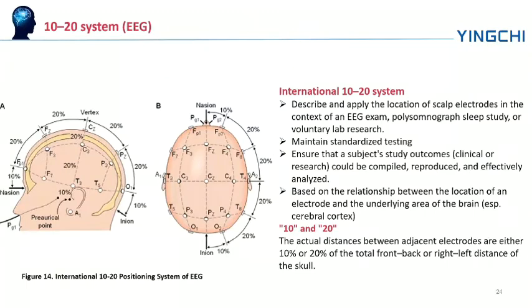This international 10-20 system is based on the relationship between the location of an electrode and the underlying area of the brain.